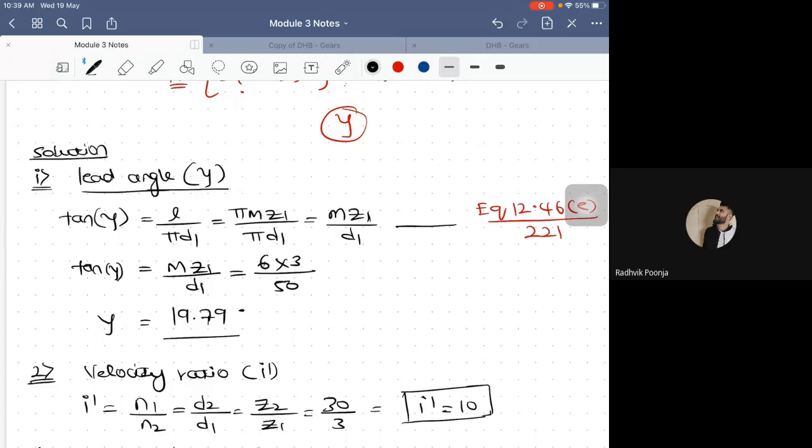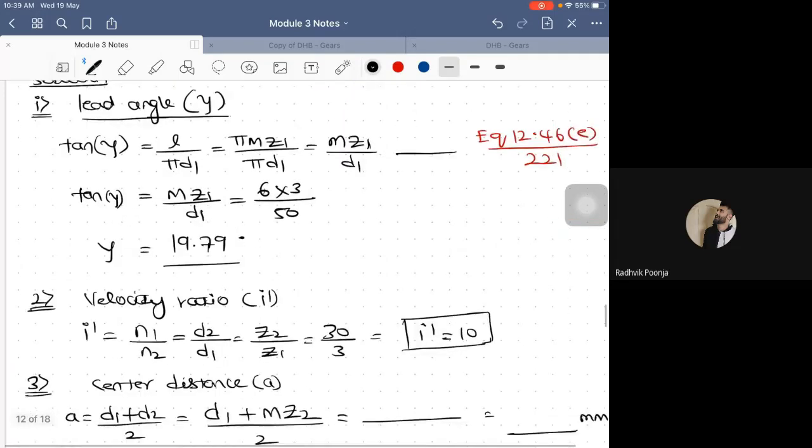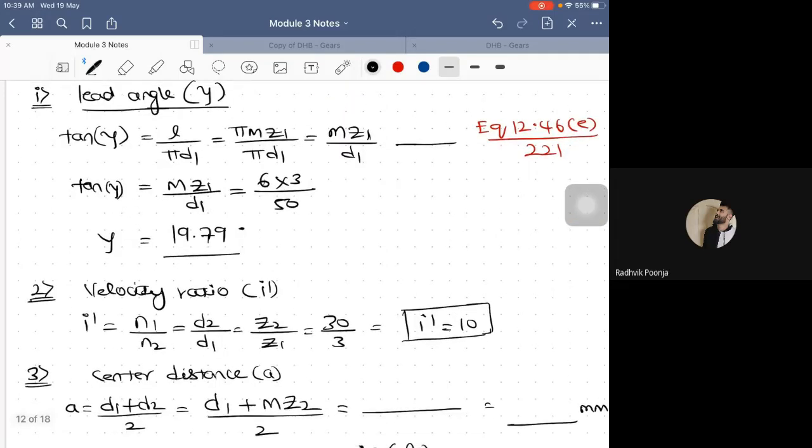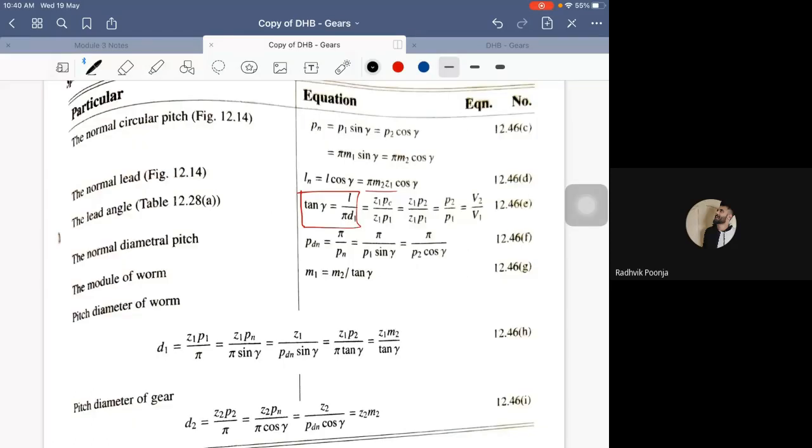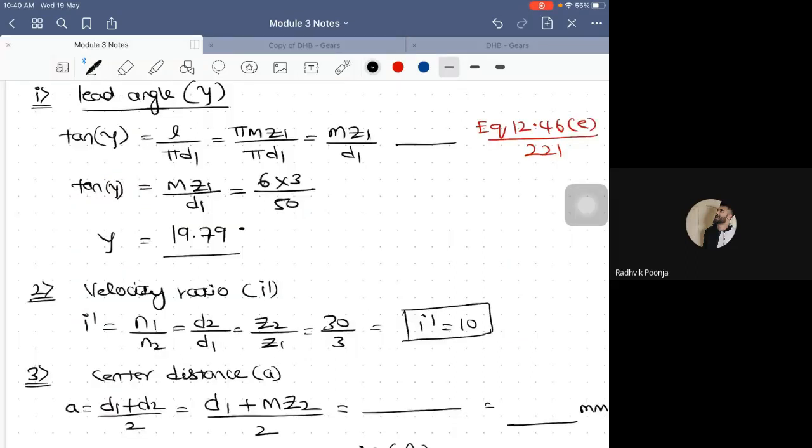Next, go for center distance. Center distance is given by d1 plus d2 divided by 2, right? So that was the center distance formula. And d2 is nothing but m times z2, that you know. D is m into z. So here d2 is equal to m into z2. Same thing I have taken, m into z2. Now substitute the values here.